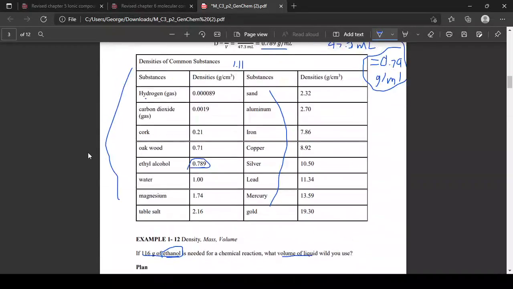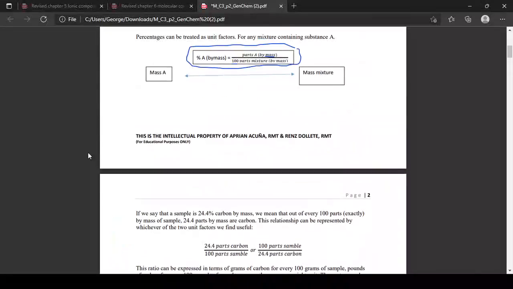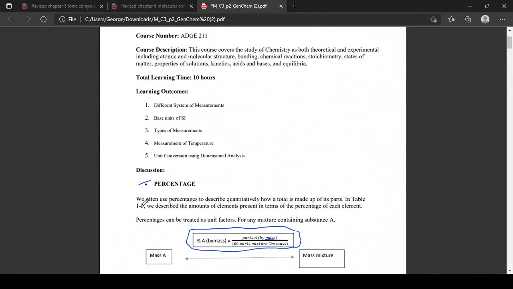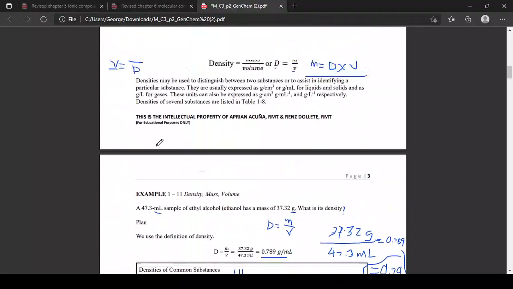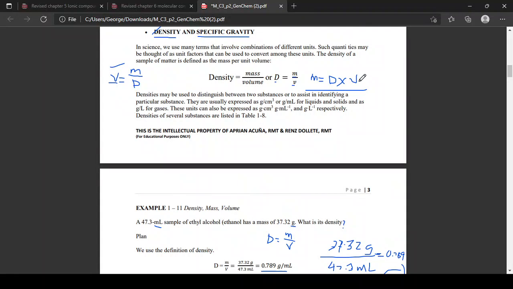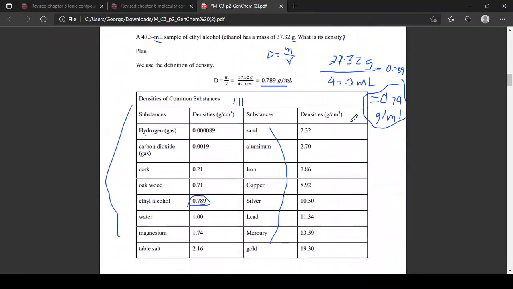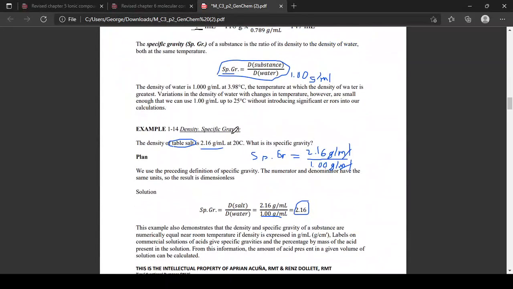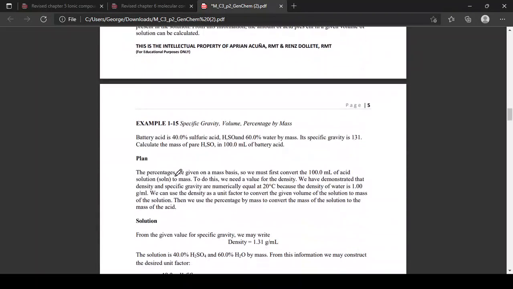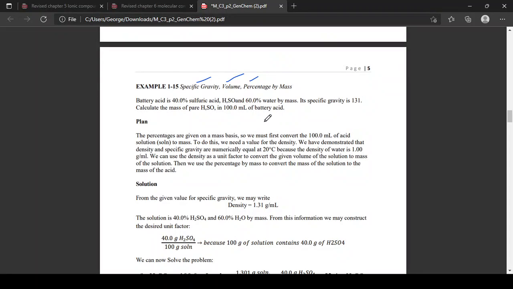So now that we have learned how to solve your percentage, how to solve for your density, how to solve for your volume, how to solve for your mass, and how to solve your specific gravity. Paano na siya, sir, kung pinagsama na ng ating specific gravity, volume, and percentage by mass in one problem? So kids, this is what you will need to do.